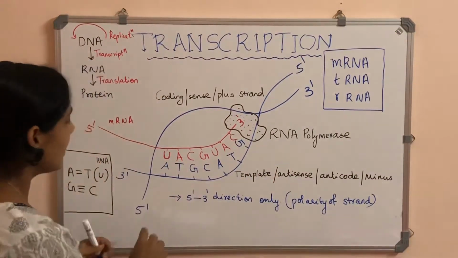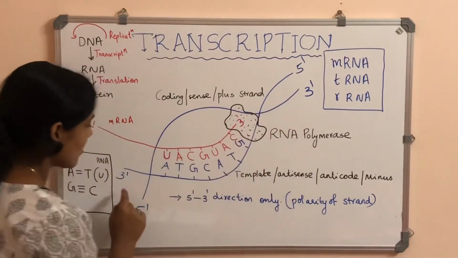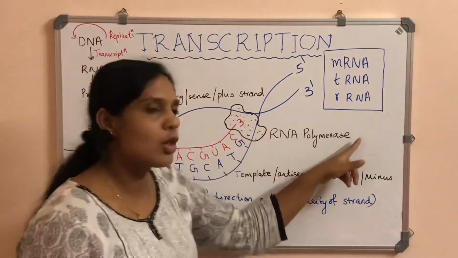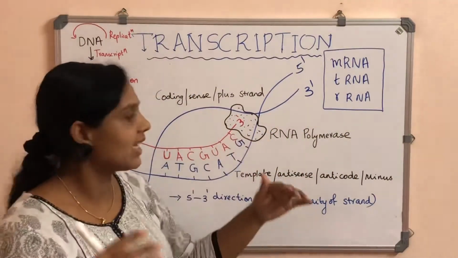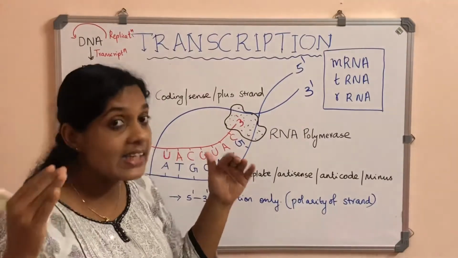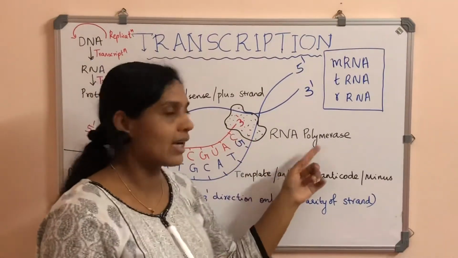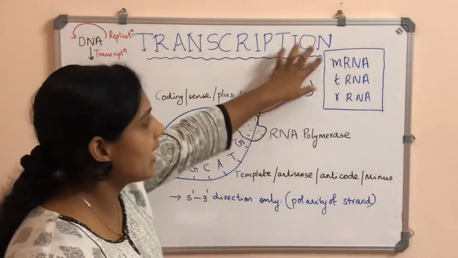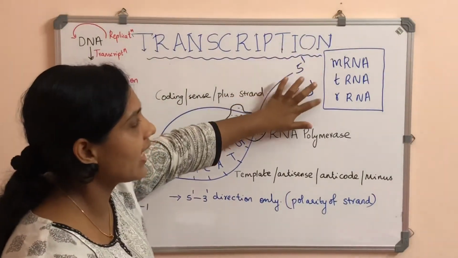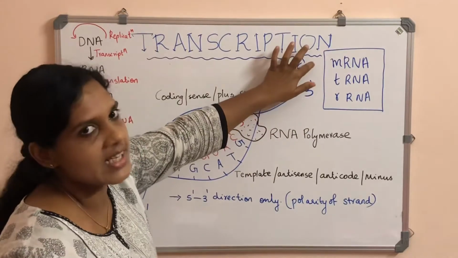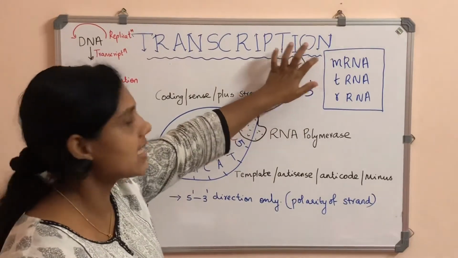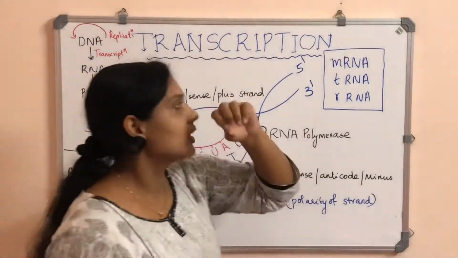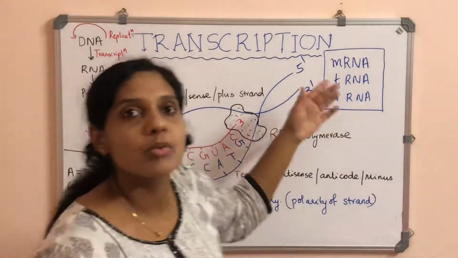The polarity of DNA is 5' to 3' end as well as 3' to 5' end. It also needs RNA polymerase enzyme. For every reaction we need an enzyme, and here we need RNA polymerase enzyme. I think you all know about the different types of RNAs: messenger RNA, transfer RNA, rRNA. Messenger RNA acts as a messenger. Transfer RNA recruits amino acids to ribosomes, which aids in protein synthesis.